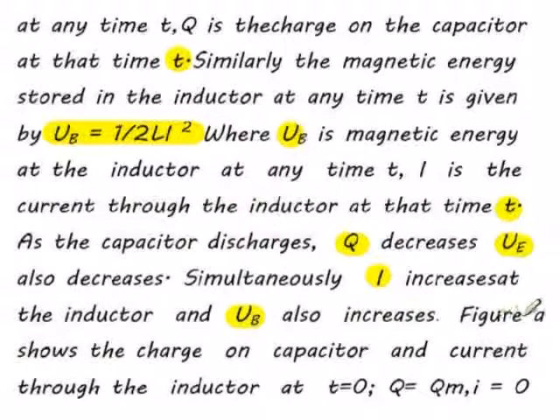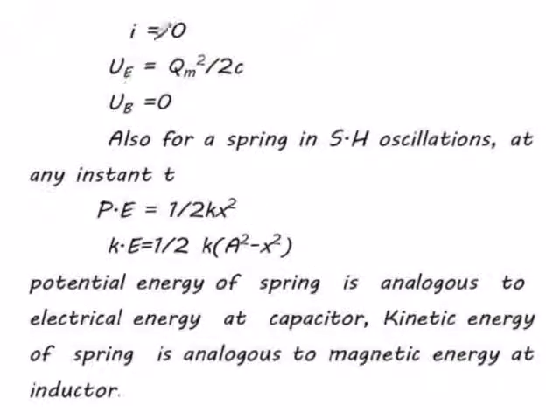The figure A shows the charge on the capacitor and current through the inductor at t equal to 0. Here Q equal to Qm, that is maximum, and i is 0 at the inductor. So UE equal to Qm square by 2C and UB becomes 0.